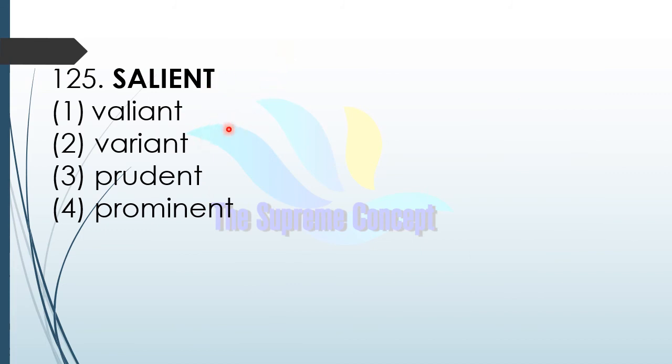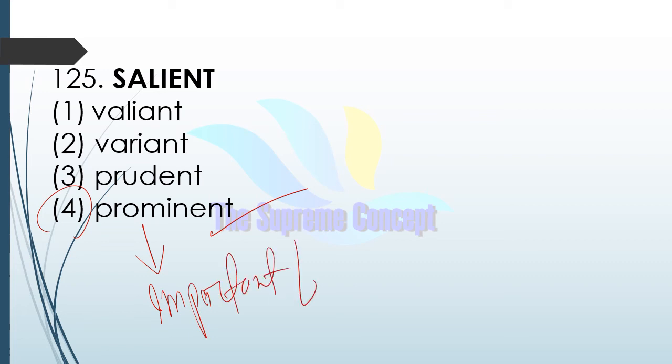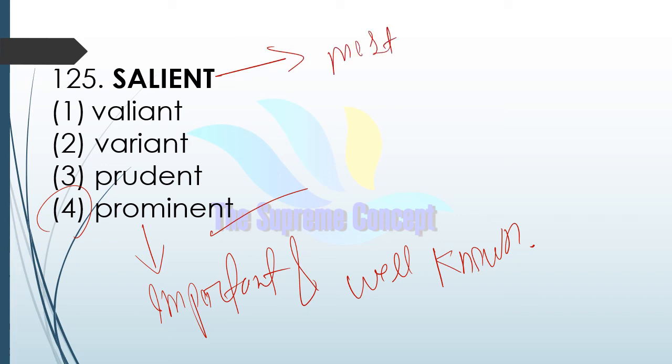Synonym of this word, salient. These are the options: valiant, variant, prudent, prominent. Find out your answer here. You're correct. Option number four, that is prominent, is the correct answer here, because prominent means important and well known. And salient also means most important, or we can say noticeable. So the synonym of salient is prominent.